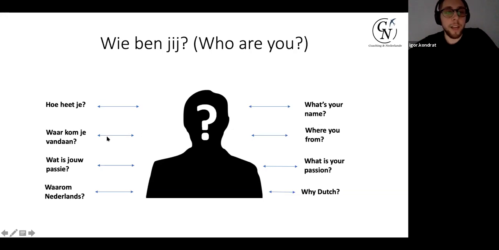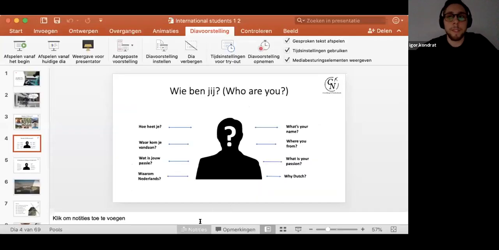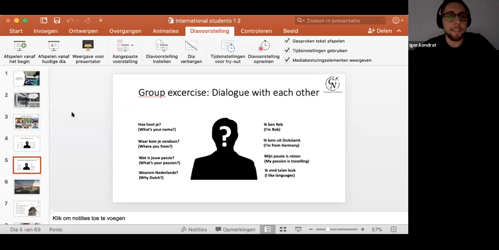Second one, we have, waar kom je vandaan? It means, where are you from? The third one, wat is jouw passie? What's your passion? And the fourth one, waarom Nederlands? Why Dutch? So why do you want to learn Dutch? Okay. We go for the answers.